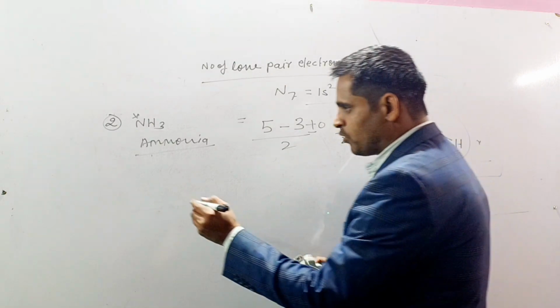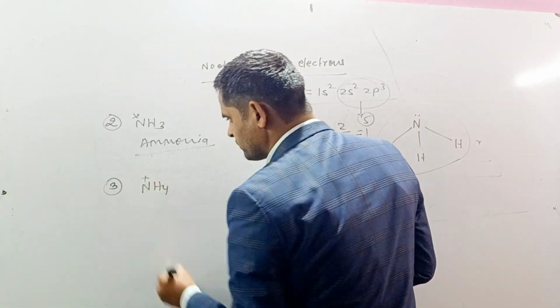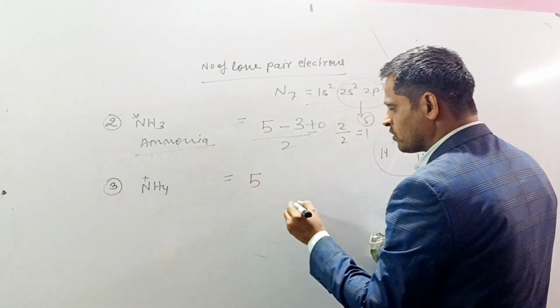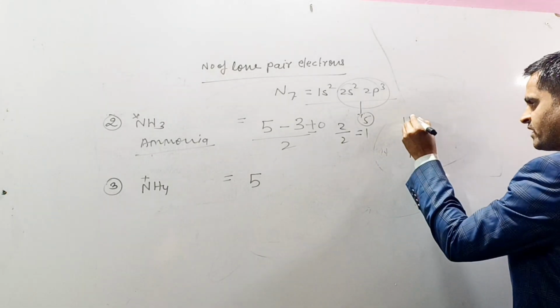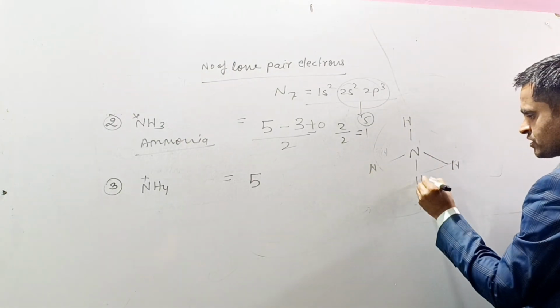And now ammonium, the third example. Nitrogen contains 5 electrons, covalent bonds with hydrogen, and the structure of ammonium is this type, with H, H, H and H.